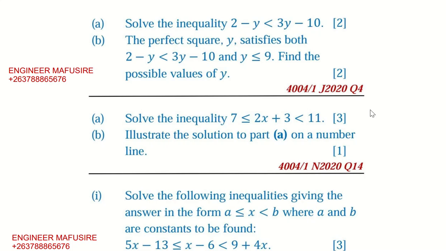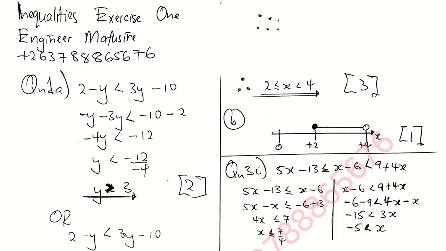So we want to revise these questions that now open up. The first part: solve the inequality 2 minus y less than 3y minus 10. From your solutions, when you do your working, you should obtain this answer, y is greater than 3. So let us see how you work with a situation like this.